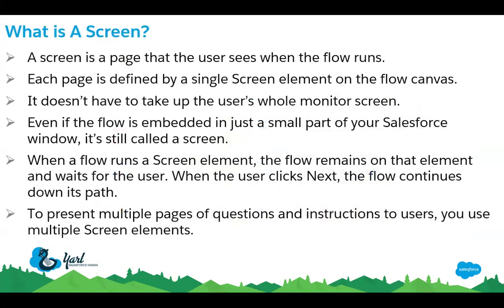So what is a screen? A screen is a page that the user sees when the flow runs. Each page is defined by a single screen element on the flow canvas. So each screen will be defined by each screen element. If you want one screen, there will be one screen element. If you want five screens, there will be five screen elements. It will be one after another, likewise.